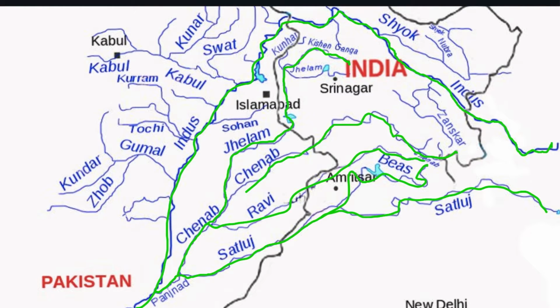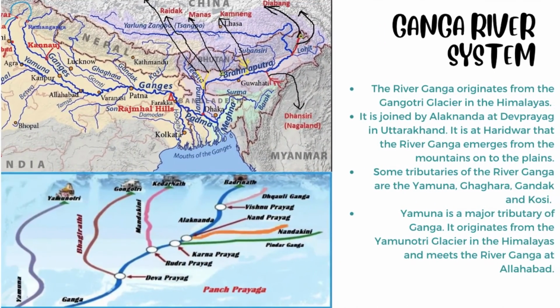Okay, so among the five rivers, Beas is the only river that originates in India and merges in India only. Okay, the remaining four, Jhelum, Chenab, Ravi, Satluj, you can say are originating from India and they are going to Pakistan. So that's it about the Indus.